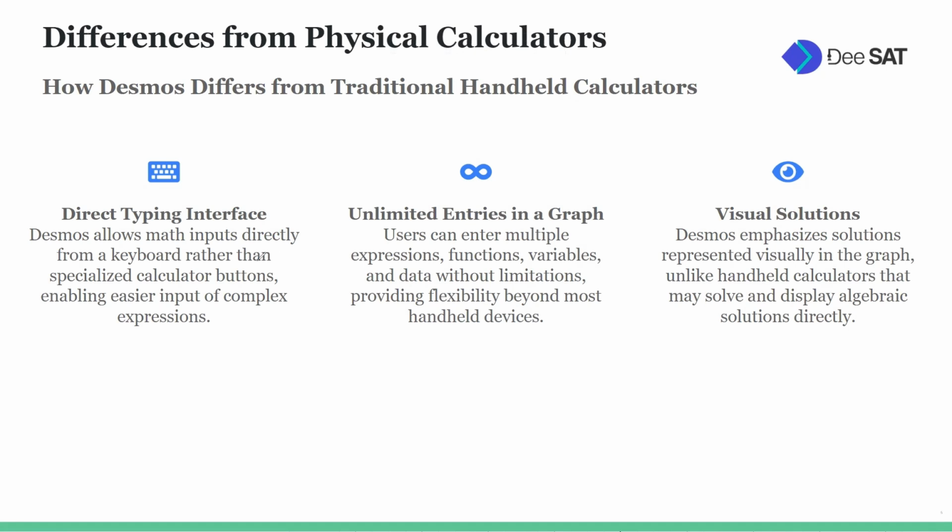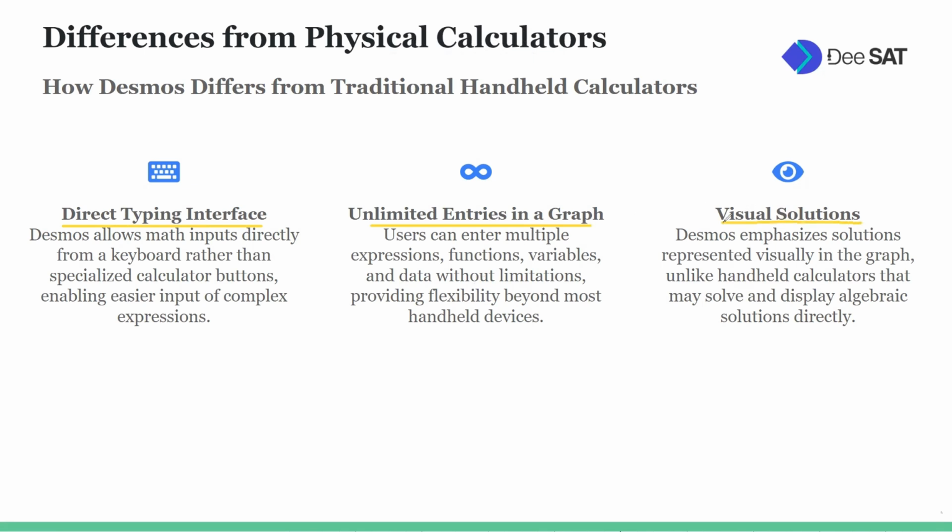Difference from physical calculators. Direct typing interface. Instead of tiny calculator buttons, you use your keyboard to enter equations directly into Desmos. This is faster and less confusing, especially for complex problems. Unlimited entries in a graph. Desmos doesn't limit you to solving one equation at a time. You can enter multiple equations or inequalities and see how they interact on the graph.